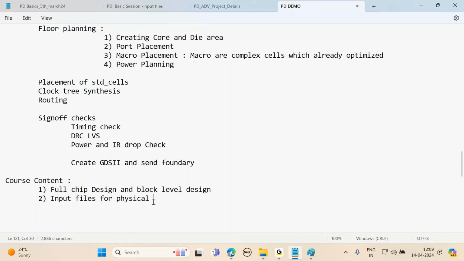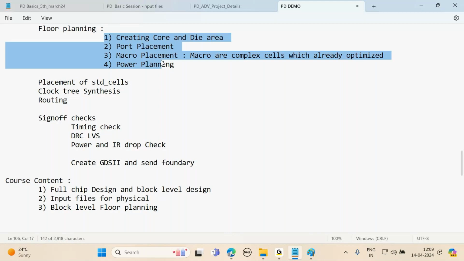After input files, next you will do floor planning. This is block level floor planning, not full chip level floor planning. So we do block level design, because at the beginning all the freshers will work on block level itself. You will work on the full chip level only after 6 to 7 years of experience. So we'll mainly focus on block level floor planning. Floor planning consists of all these things.